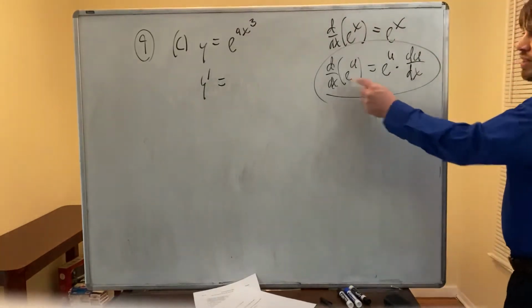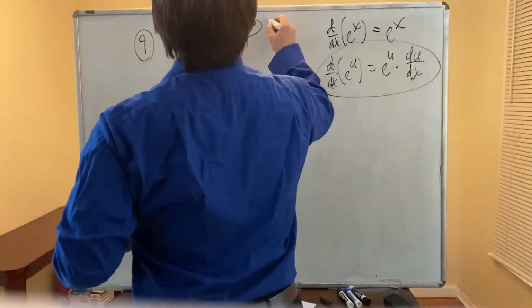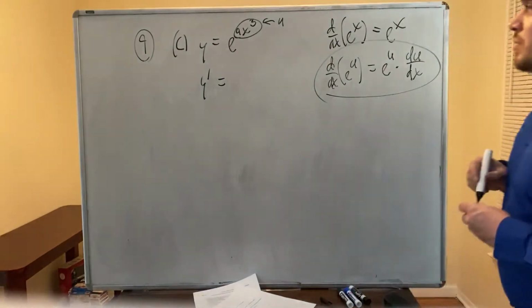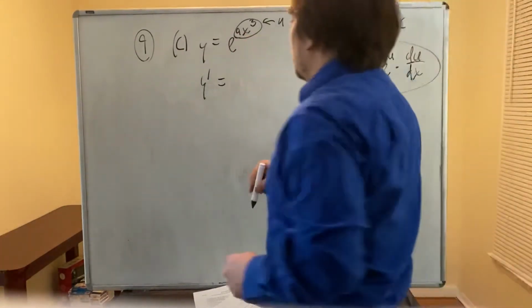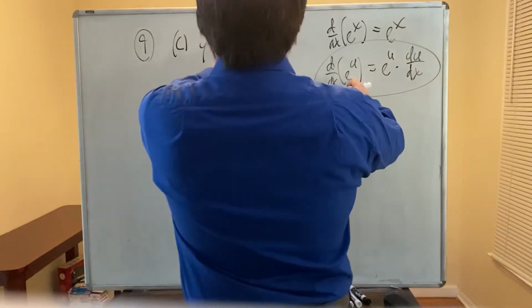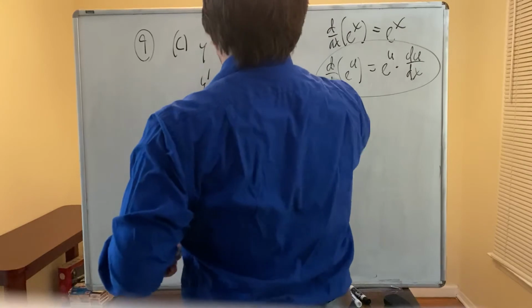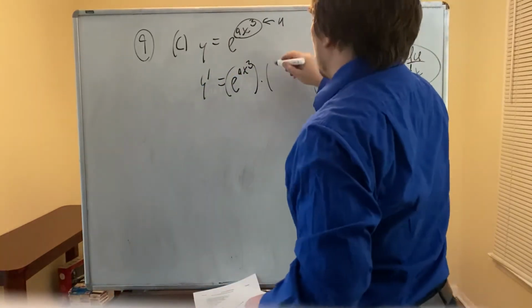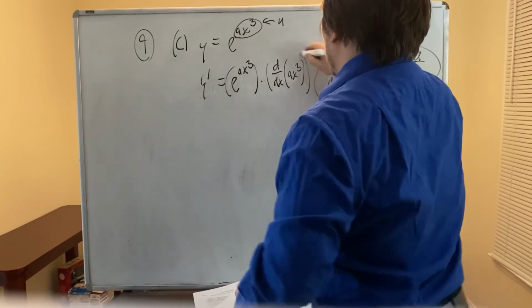Okay, so d dx of e to the u is e to the u times du dx. Here, u is ax cubed. So y prime, the derivative of e to the u, is e to the u, e to the ax cubed, times the derivative of u, d dx of ax cubed.